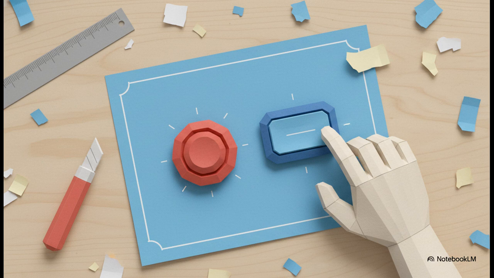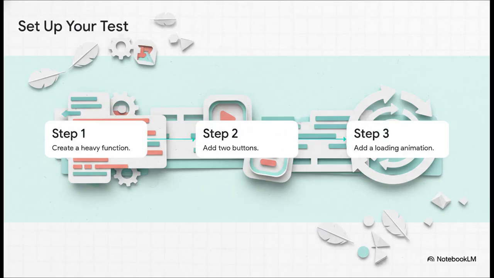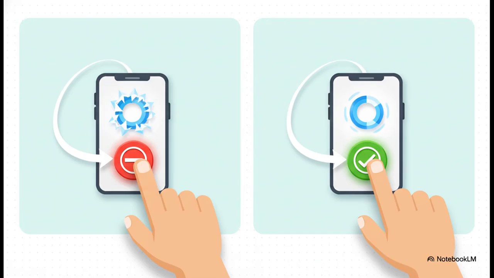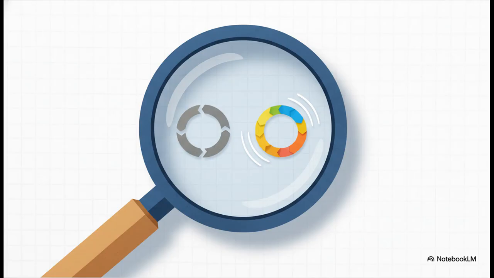So you want to see this in action? I've got a little challenge for you. First, set up a quick test. You'll need a heavy function, 2 buttons, and a loading animation. Okay, hook up button 1 to run the function directly. Button 2 will use compute. Now for the fun part. Press each button and just watch what happens to that animation.